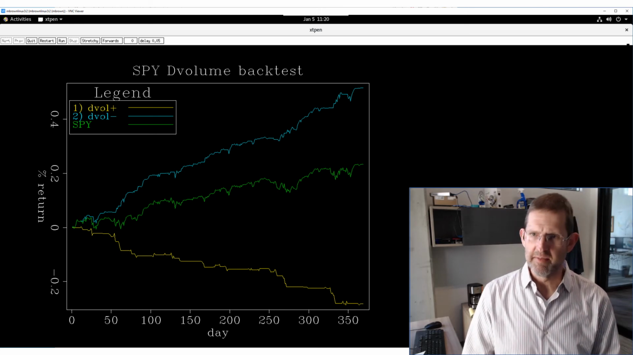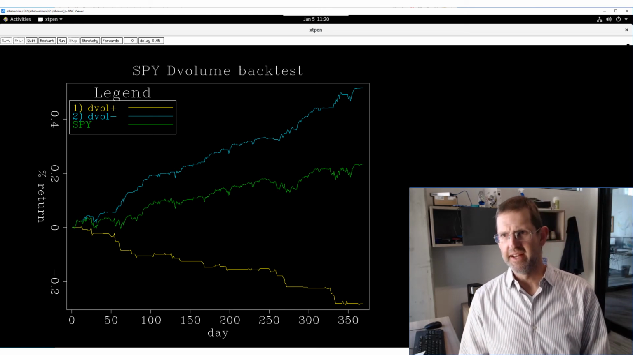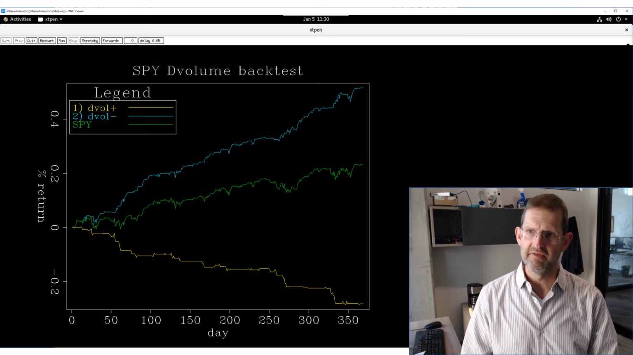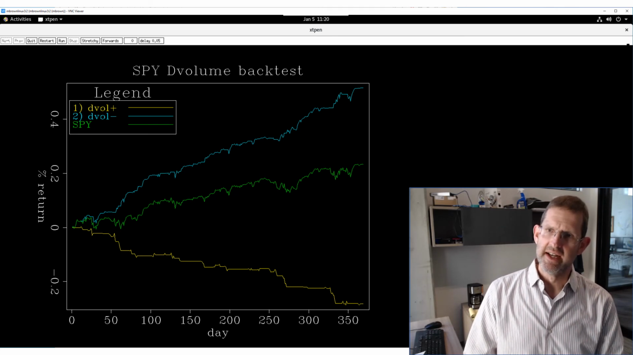But if the SPY starts into a downward trend, and the D-volume signal spends most of its time as bearish, then you'll typically have most of your funds in cash. So the D-volume indicator can keep you out of trouble, but it's not going to find the best performing stock at any given time. That's up to you.